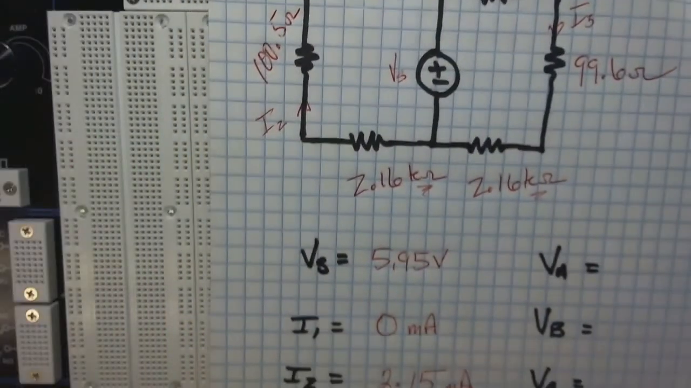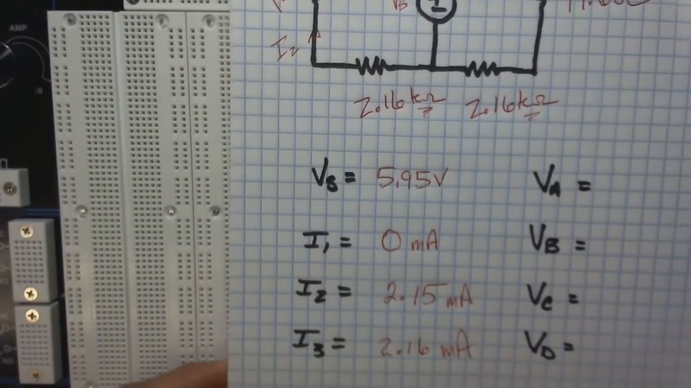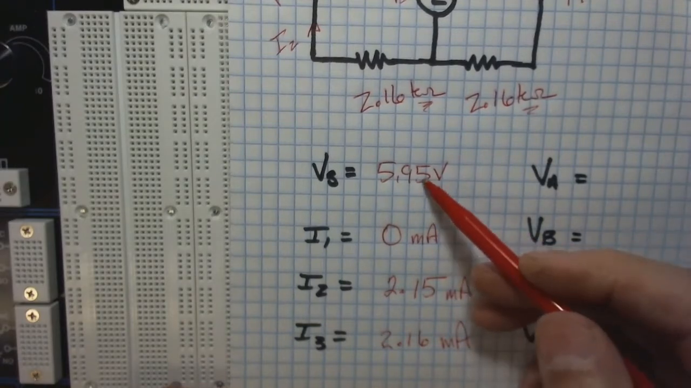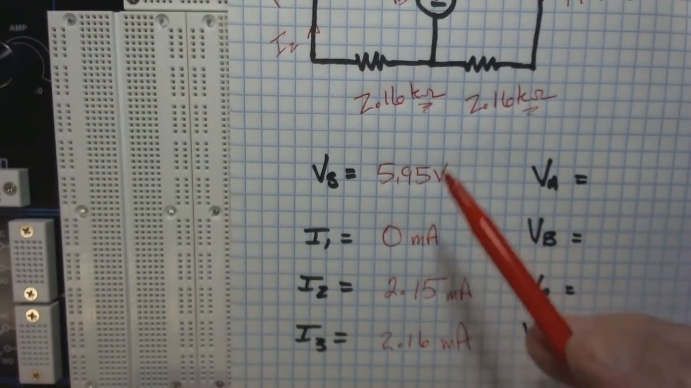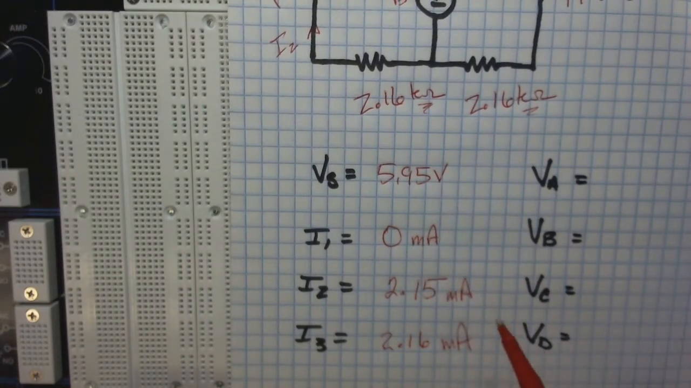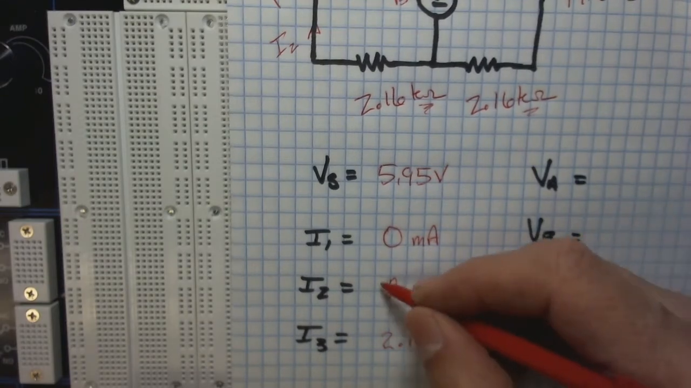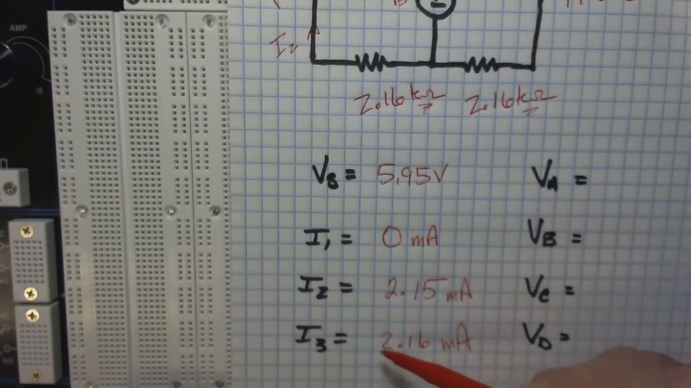So if I look at my data so far, I have my VS, and then I've got I1, that's 0, and that really is 0 because I went clear down to microamps, 10 to the minus 6 amps. This is 2.15 and 2.16, and we could either say these are both negative, or I will say that I switched the leads. You saw me do that with I3 and get that as a positive.